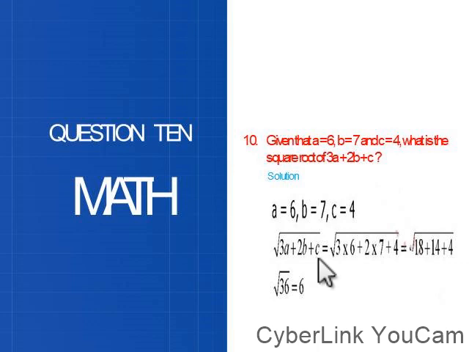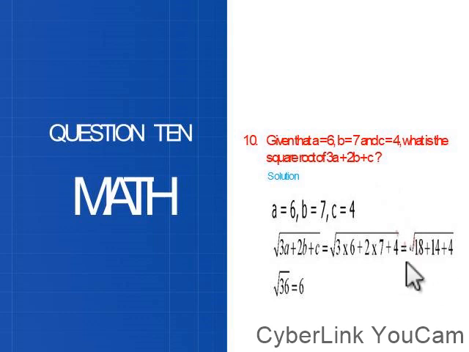And then if we substitute the values, this will be equal to the square root of 3 times, what is A? 6, good, plus 2, yes, what is B? 7, plus C, what is C? 4. Okay, we have that substituted properly. It is equal to the square root of, what is 3 times 6? That's 18, plus, what is 2 times 7? That's 14, plus 4.